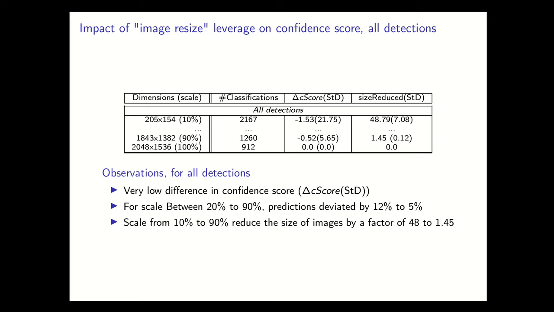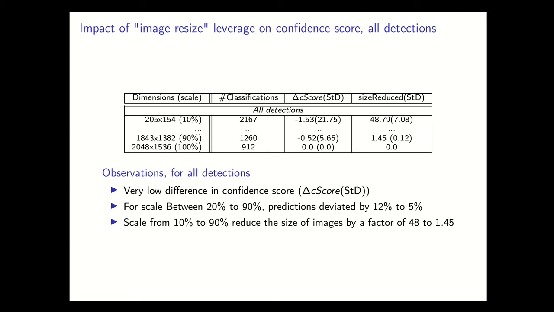Then we have the number of classifications that are found on all pictures. Then we have the delta in terms of confidence score, so the distance with the original detection that has been found. And finally, the size reduced, which is a factor that represents how much has been gained from reducing the images by the given scale. So for example, here, the scale from 10% to 90% reduced the size of the images by a factor of 48.79 to 1.45 of the original size image.